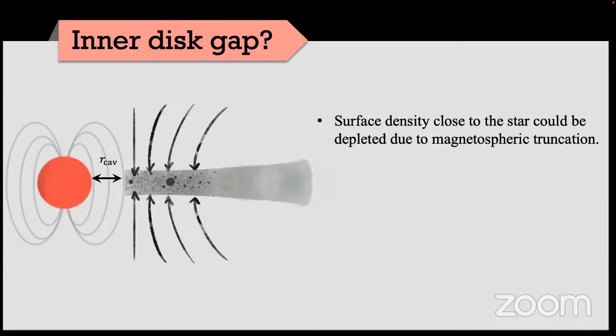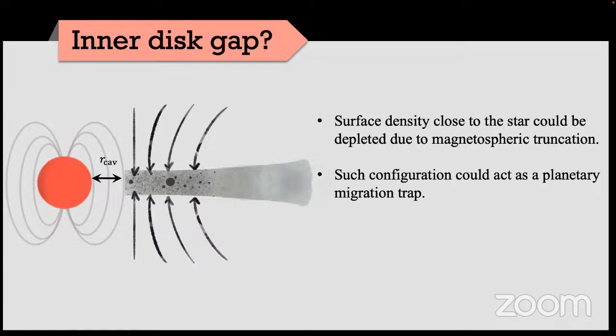So until now, I kind of told you that the migration is continuous and there's no cavity inside the inner disk. But sometimes in hydrodynamic simulations, in the inner regions, there might be depletions of the surface density due to magnetic truncation. And in such configurations, this inner gap can act as a planetary migration trap. So in order to test this, we also have simulations where, when a planet reaches that inner edge, it stops the type 1 migration.